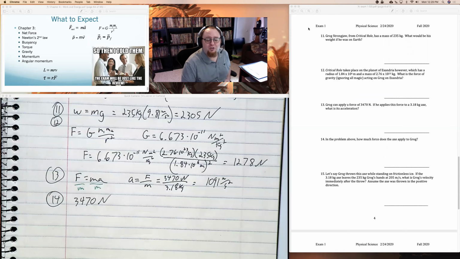Sorry, Newton's third law. For every action there is an equal and opposite reaction. Whatever force Grog applies to an axe, that'll be the same as the force the axe applies to Grog. And so if Grog applies 3,470 newtons, the axe applies 3,470 newtons back. That's the logic. For every action there is an equal and opposite reaction.